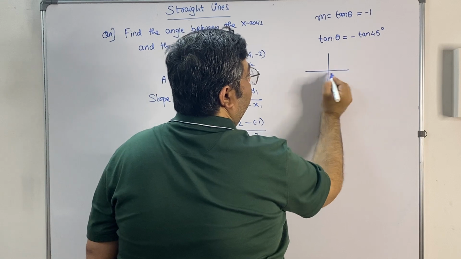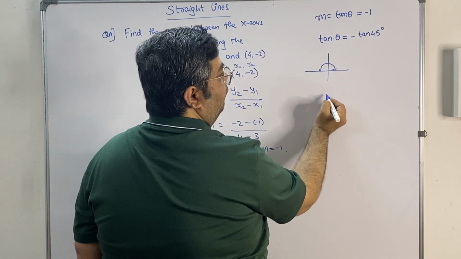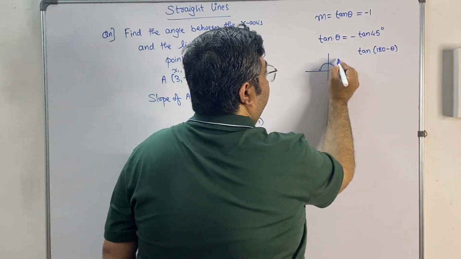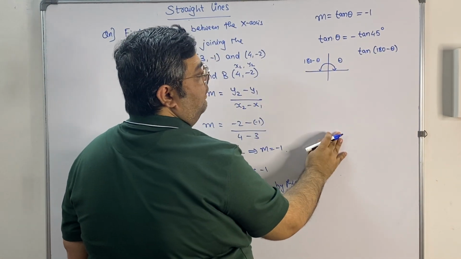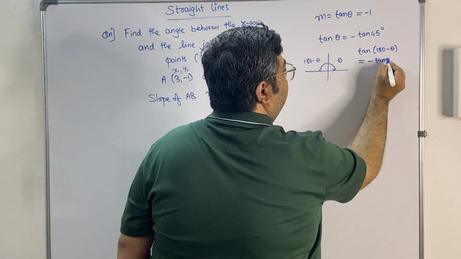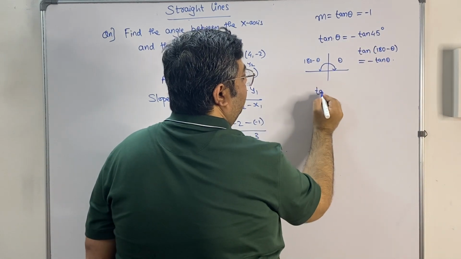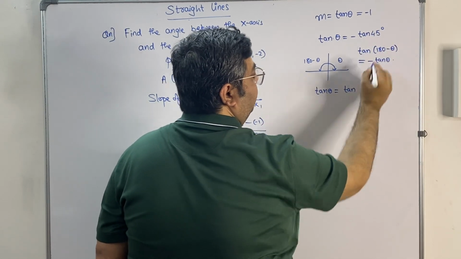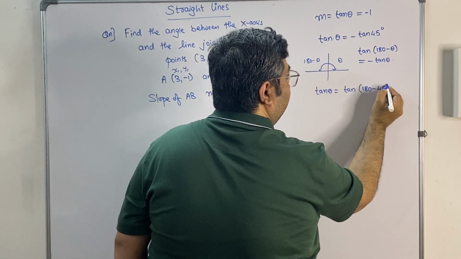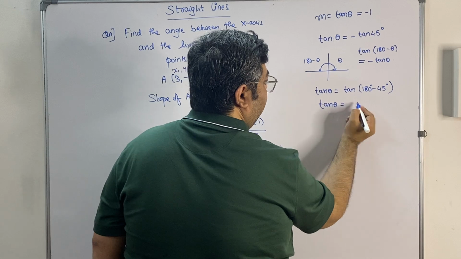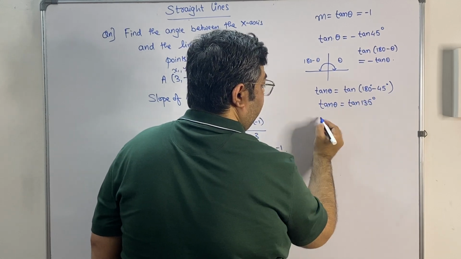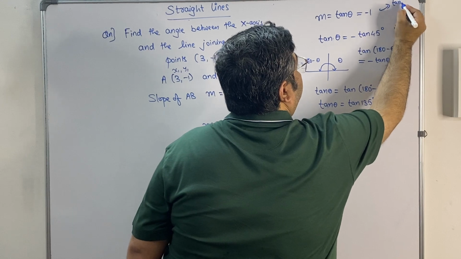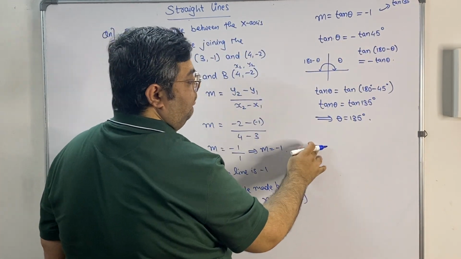Now we have a situation where our angle can lie between the first and second quadrants. It is not the first quadrant. You know a rule, 180 minus theta. If this is theta, this is 180 minus theta. Tan of 180 minus theta is minus tan theta. So according to this rule, tan theta is minus tan 45, so this is 180 minus 45. So tan theta is tan 135. That means theta is 135. If you know the direct value, that tan theta is tan 135, then no problem. If you don't know, you can do it using this concept as well.